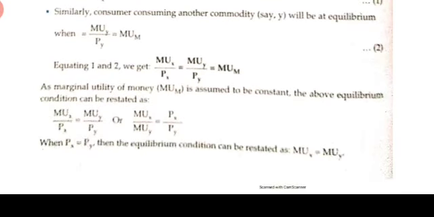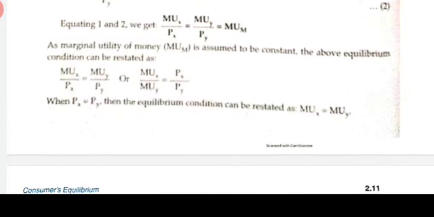As marginal utility of money is assumed to be constant, the above equilibrium condition can be restated as MUX by PX equals MUY by PY, or MUX by MUY equals PX by PY. When PX equals PY, the equilibrium condition can be restated as MUX equals MUY, because it will be cross multiplied, isn't it? So this is the equilibrium condition for the consumer in case of two commodities: MUX by PX equals MUY by PY equals MUM, and since MUM is constant, we can state it as MUX by PX equals MUY by PY.